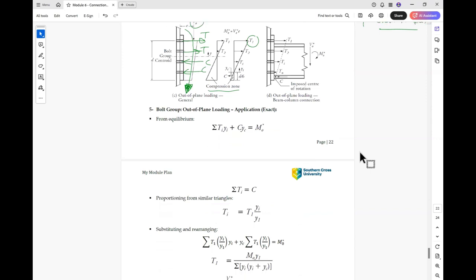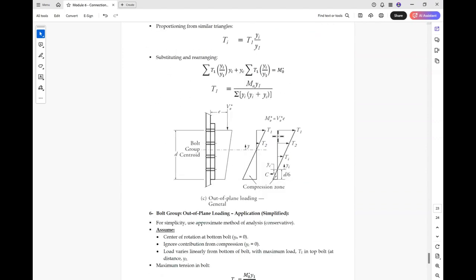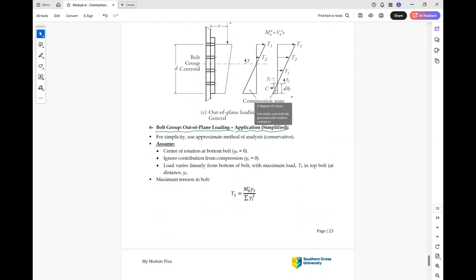So we have two applications, exact application and simplified application. We will work directly on the simplified one. We don't need to go through the exact one. For simplicity, we will be using the approximate method of analysis for finding the maximum force.